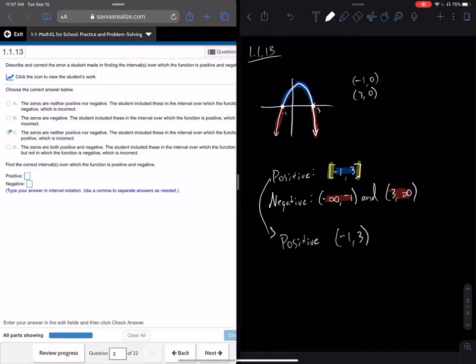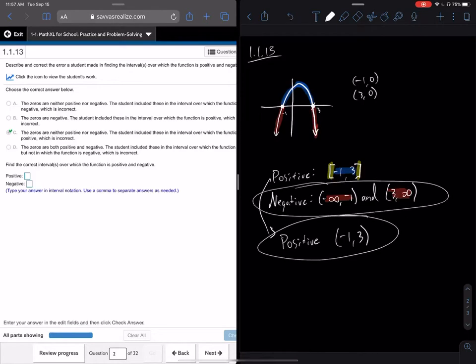Now it says find the correct intervals over which the function is positive and negative. From there, all we need to do is just type in this piece here and then the negative intervals there, and you'll be good.